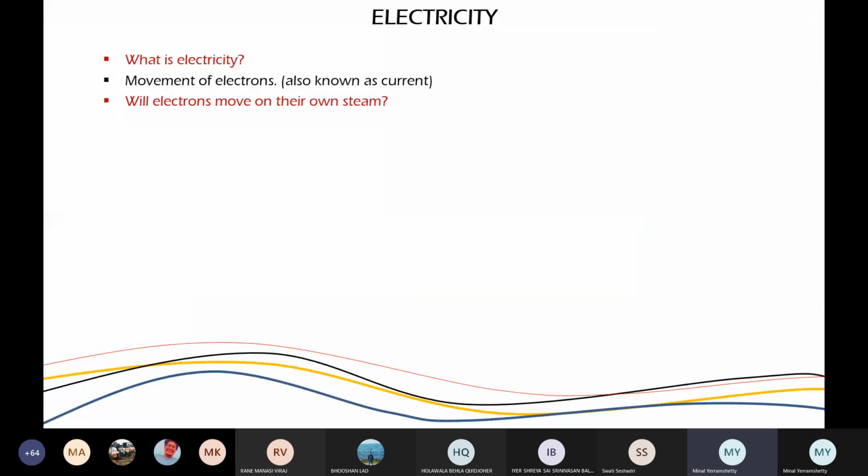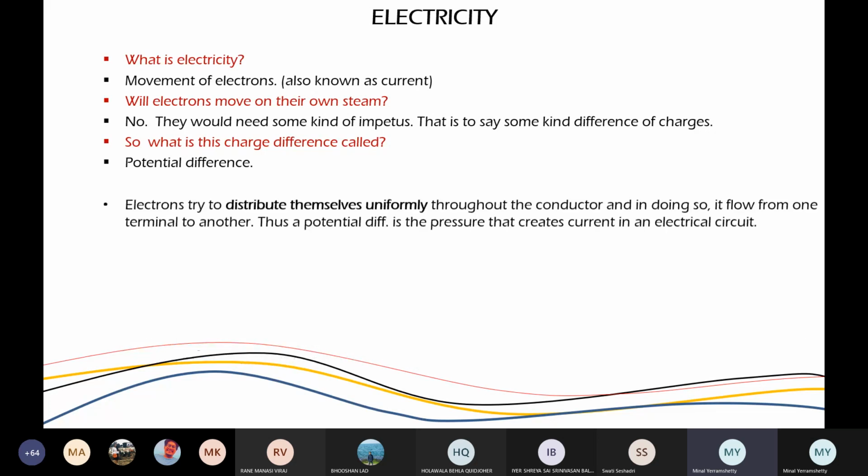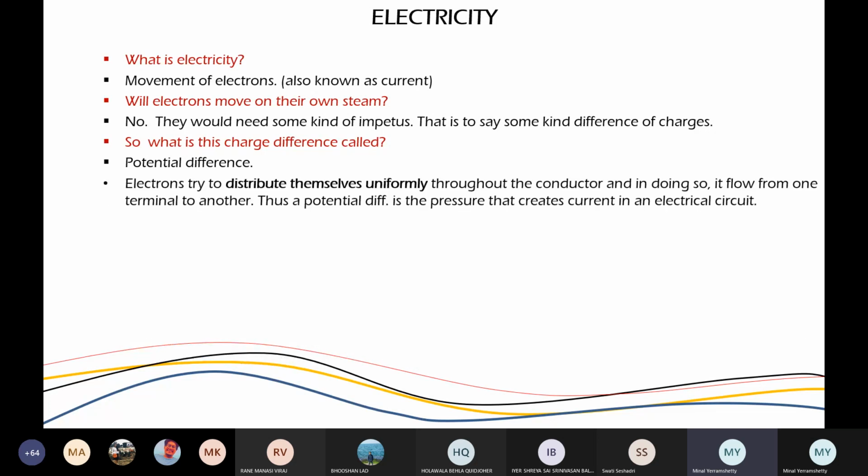What is electricity? It's a movement of electrons, also known as current. Will electrons move on their own steam? No. They would need some kind of impetus, that is to say, some difference of charges. As I said, higher potential, lower potential. So what is this charge difference called? Potential. Electrons try to distribute themselves uniformly throughout the conductor, and in so doing, they flow from one terminal to another. Thus, a potential difference is the pressure that creates current in an electrical circuit.